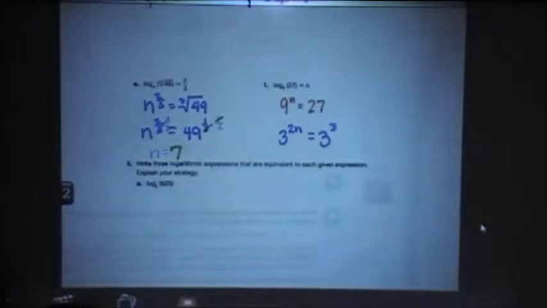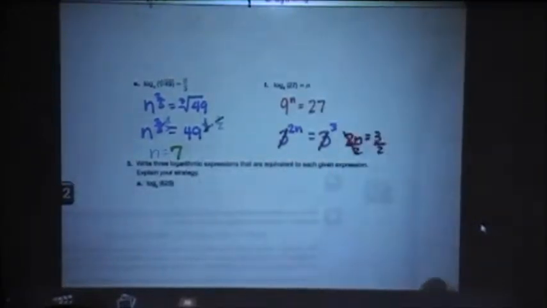Now what happens when your bases are the same? They cancel. And so you're left with just 2n equals 3. So n equals 3/2. Which I know you got from guessing and checking, but I figured it out and didn't have to guess and check.